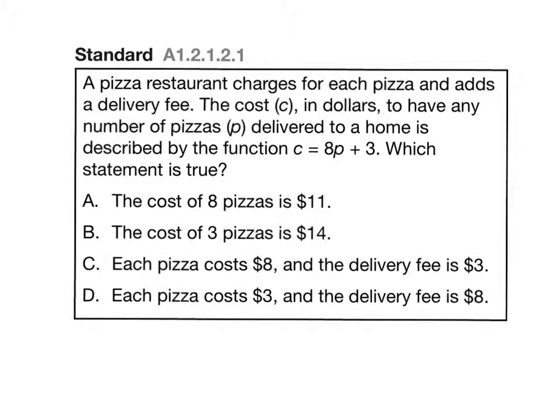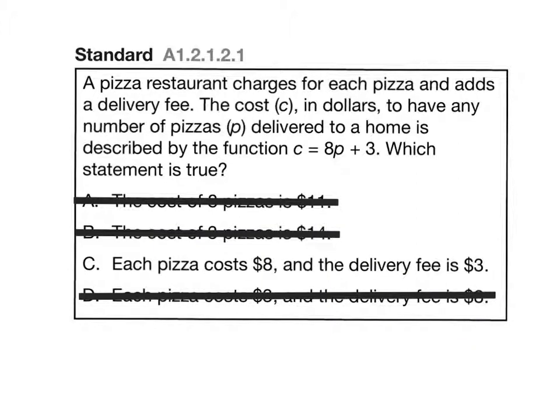Then we come down to C. It says each pizza costs $8 and the delivery fee is $3. Well, this is my candidate that makes the most sense, because down here, each pizza costs $3 and the delivery fee is $8. This 8 here is next to P. That means for every pizza you get, you're going to be charged an $8 delivery fee. That just doesn't make sense. So when we're all said and done here, C is our obvious choice.